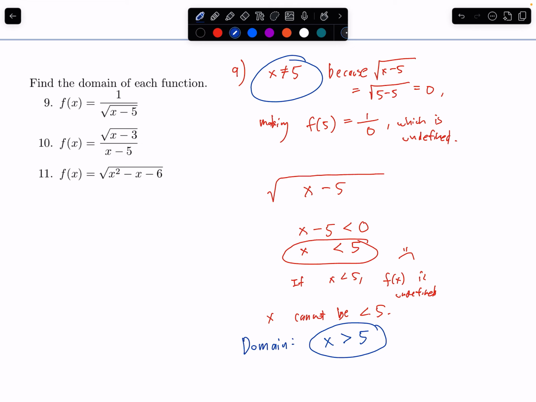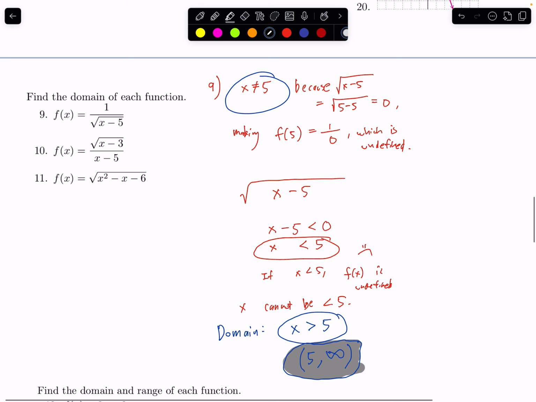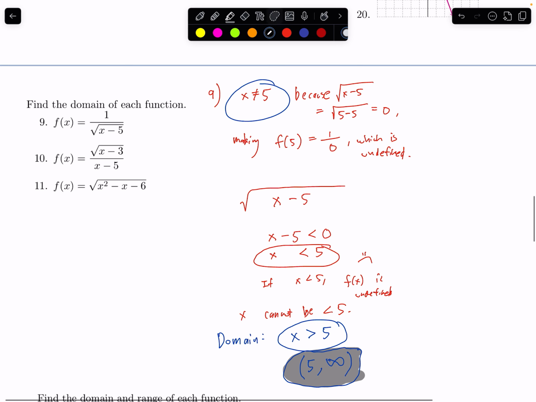Okay, so that means I don't use a closed bracket. I've got to use an open bracket. I don't want it to be 5. Got to be bigger than 5. And anything bigger than 5 is okay. So I'm going to go all the way up to infinity. And remember, infinity is always accompanied by an open bracket because you cannot include infinity. Infinity is not actually a number. It's a concept. So there we go. The domain is this right here that I'm about to highlight, 5, comma, infinity, open bracket at both ends. That's the answer for number 9.